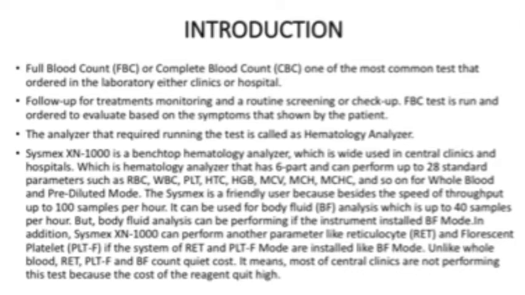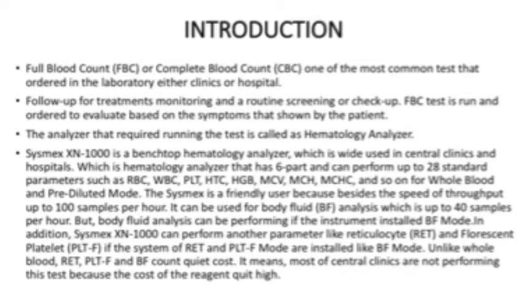Sysmex XN1000 is a benchtop hematology analyzer which is widely used in central clinics and hospitals. It is a hematology analyzer that has 6 parts and can perform up to 28 parameters such as RBC, WBC, platelet, HCT, HGB, MCV, MCH, and so on for the whole blood. It can be used for body fluid analysis, up to 40 samples per hour, but body fluid analysis can be performed only if the instrument has BF mode installed.